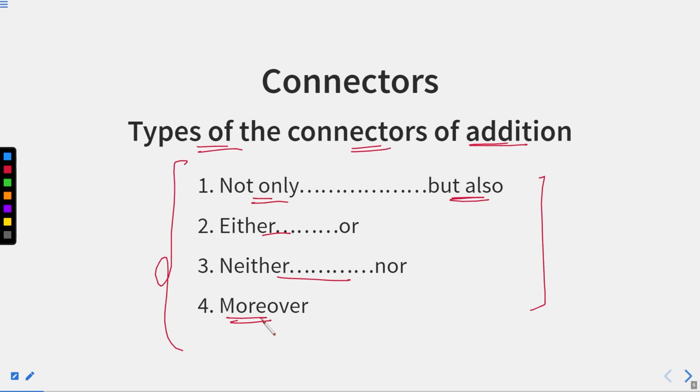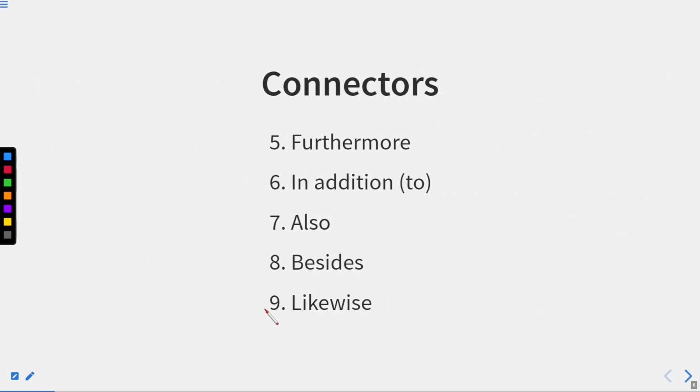Then moreover, and after this we have some more connectors of addition. Now, what are these? Fifth one, we have furthermore, then in addition (to). Now, this to is written in brackets. Why so? What is the reason? Well, that we'll discuss later on. Also, besides, likewise, and all these are types of connectors of addition.